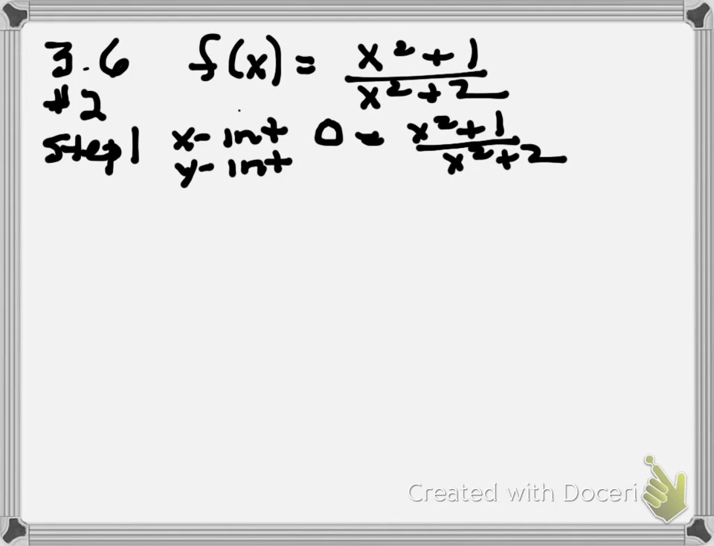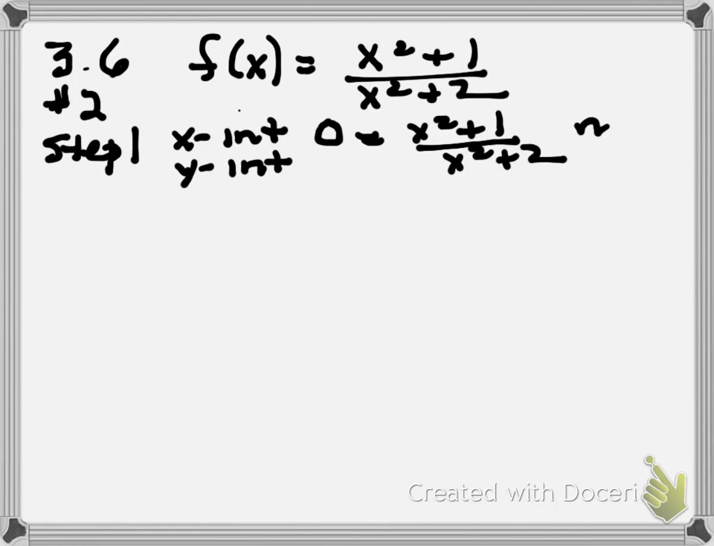Okay, finding the x-intercept in step 1. So I'm setting f of x, which is y, equal to 0. So 0 equals (x squared plus 1) over (x squared plus 2). Multiply both sides by x squared plus 2, and we get x squared plus 1 equals 0, which means that there will be no x-intercept because x squared cannot equal negative 1.